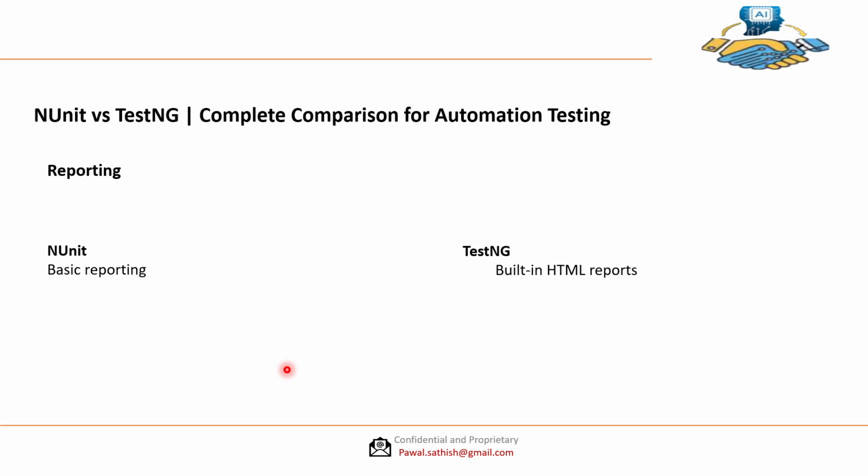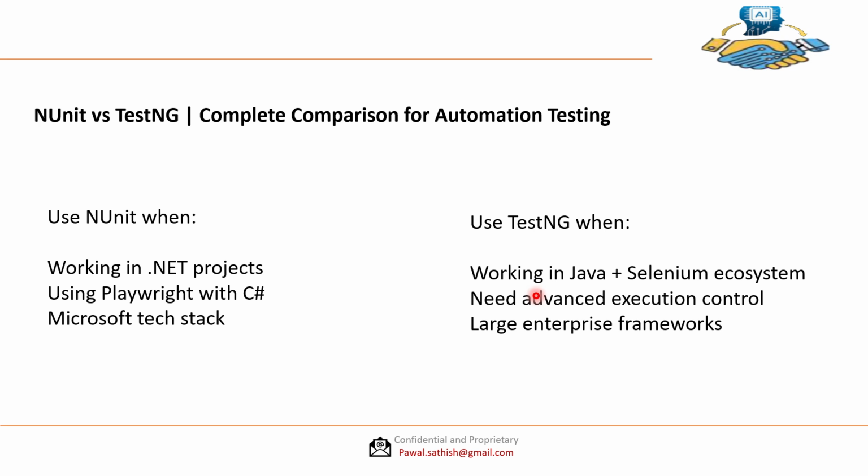Coming to reporting, NUnit has basic reporting, whereas TestNG has built-in HTML reports that we can use for reporting purposes as well. Now coming to NUnit and TestNG, when to use what. If we are working on a .NET project, or using Playwright with C Sharp, or using the Microsoft tech stack, then definitely we'll go ahead with NUnit. Whereas if we are working in Java in the Selenium ecosystem and need advanced execution control, or we have a large enterprise framework, then definitely we'll prefer TestNG.